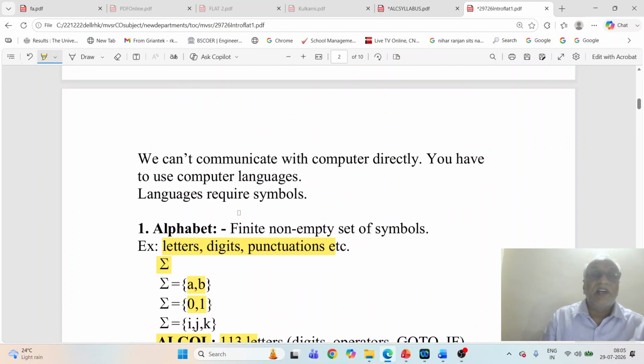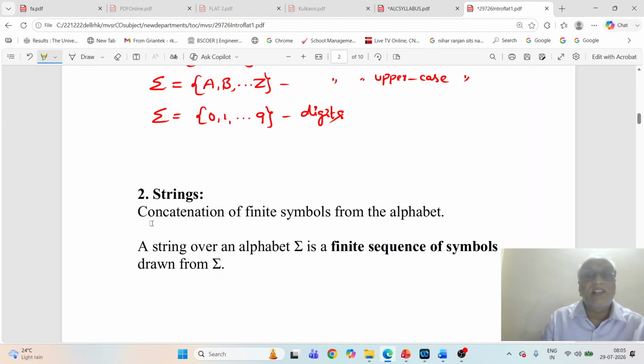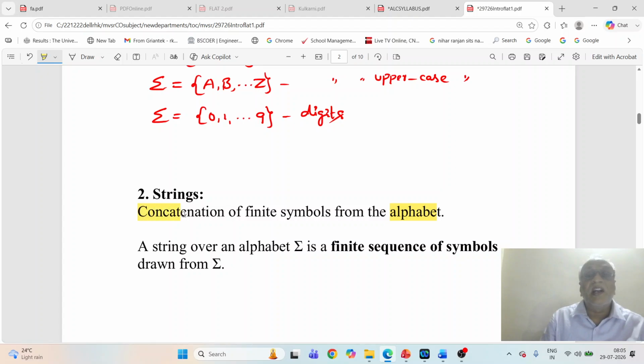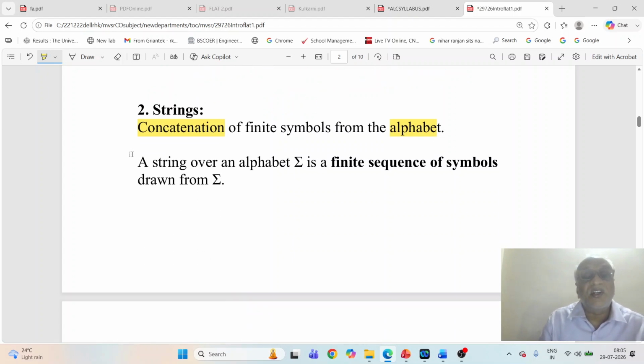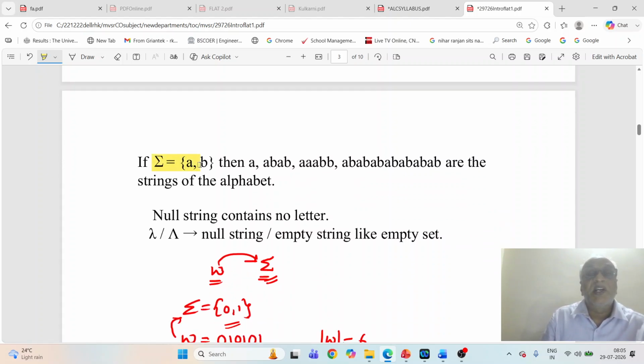Just as a language has an alphabet, a language has strings. A string is just a concatenation of finite symbols from the alphabet. This is our alphabet, sigma, and when I concatenate symbols from the alphabet, they become strings. The formal definition: a string over an alphabet sigma is a finite sequence of symbols drawn from sigma. Let us say our alphabet is sigma equal to A, B. Then our string can be A, or AB, or AAABB, like that.